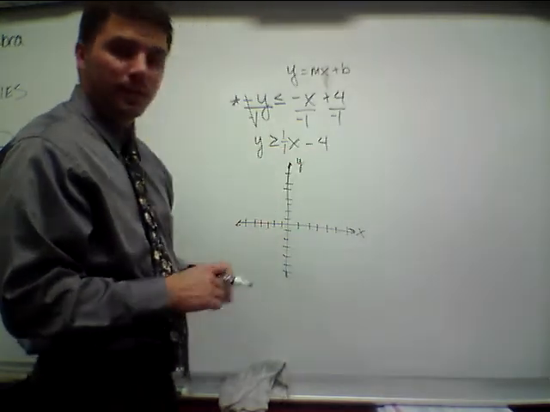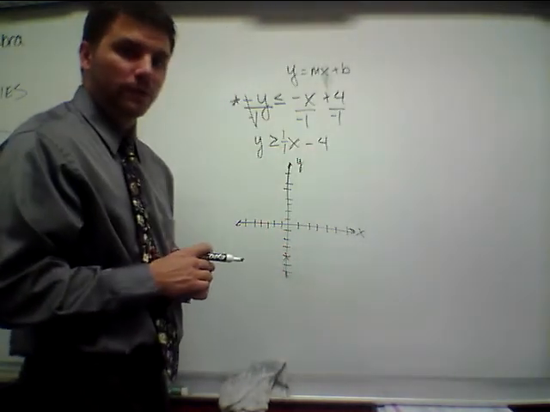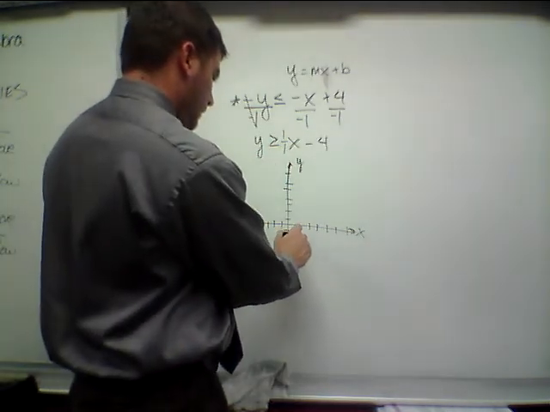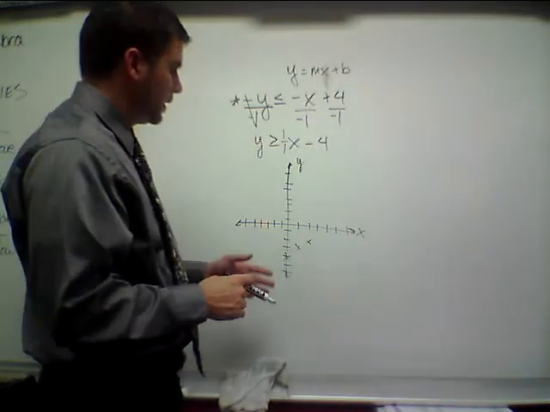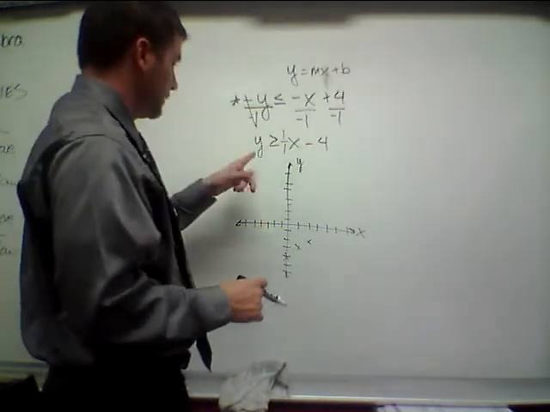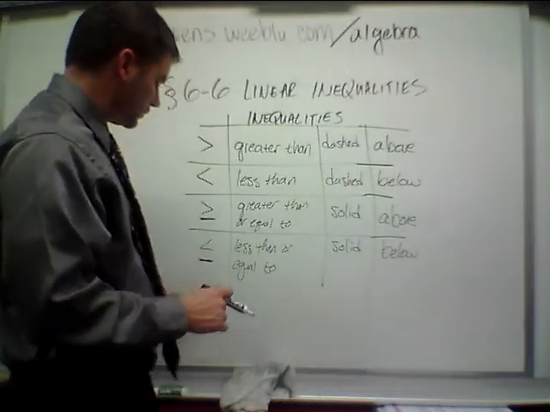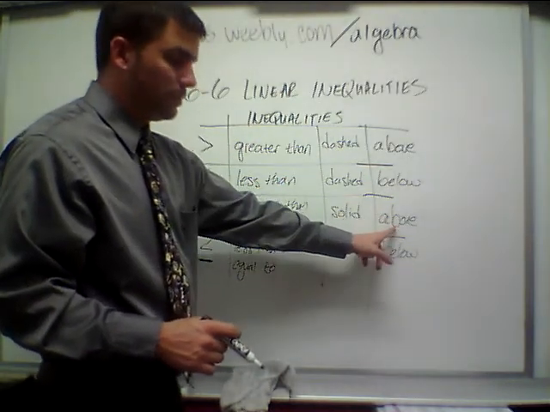So I'll begin at the -4 and make my first point. From here I need to move up 1 over 1. So it's changing at a rate of 1 over 1. And from here I need to draw my line. Now taking a look at my line, greater than or equal to means that I need a solid line, and then I'm going to be shading above.